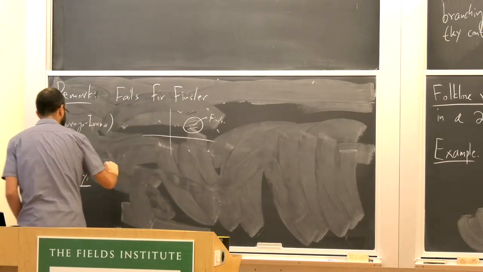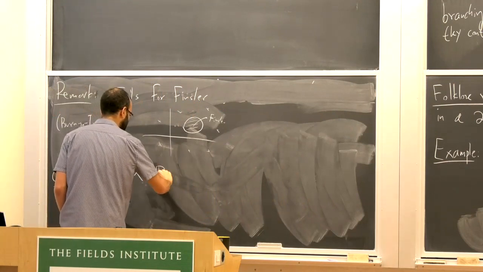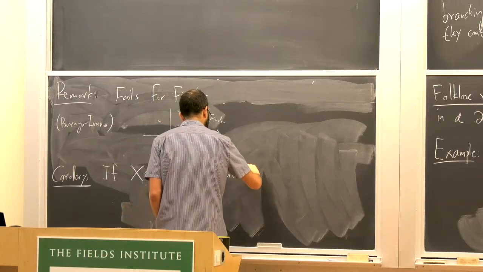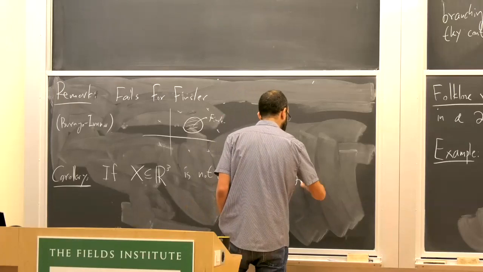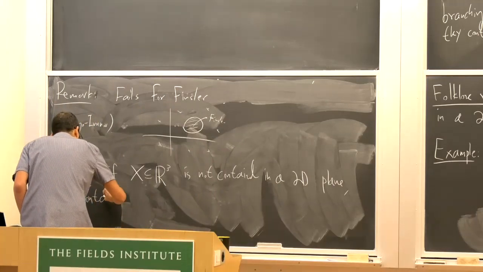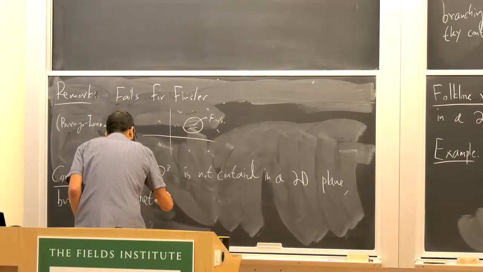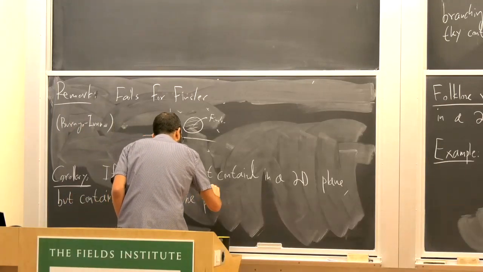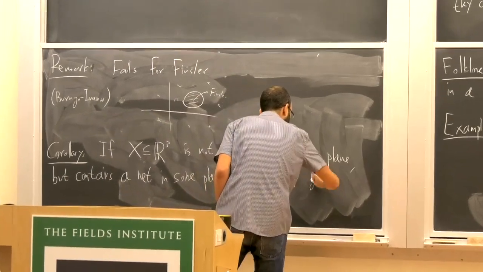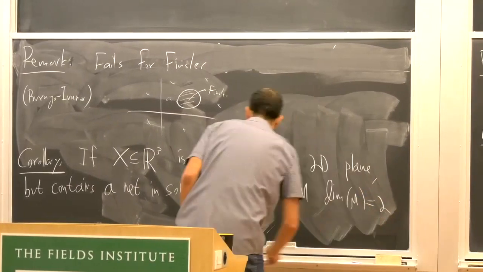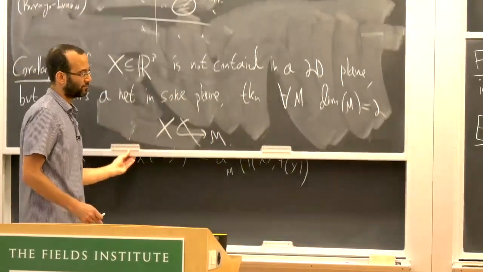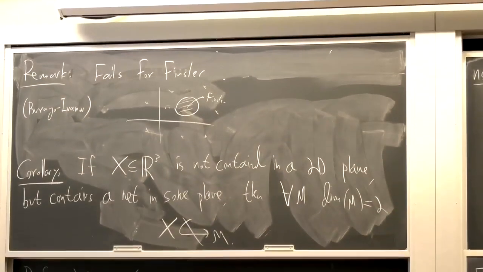So the corollary is that if X in R3, for example, is some set which is not contained in a two-dimensional plane, but contains some net in some plane, then for any M which is two-dimensional, X does not embed in M. So such a metric space requires a three-dimensional manifold in order to be embedded.